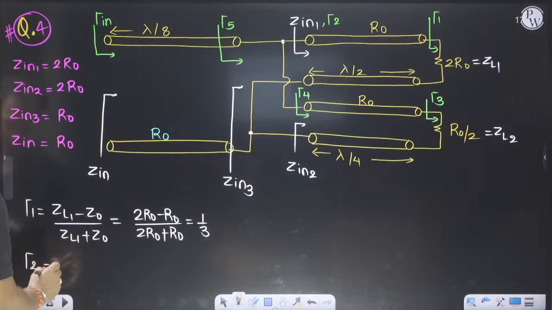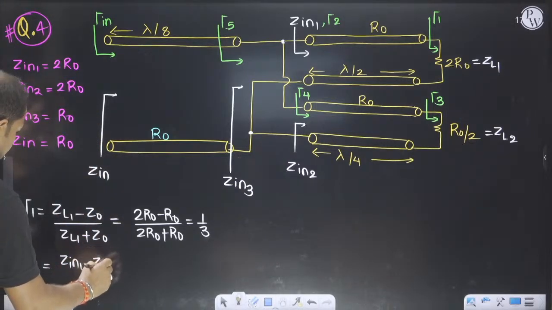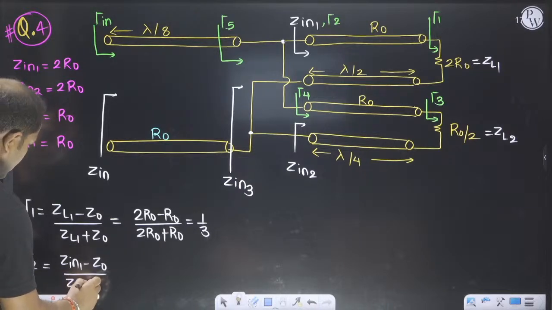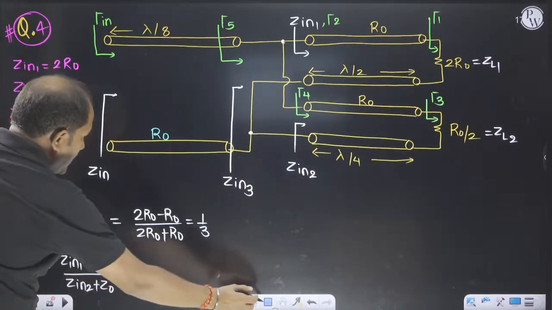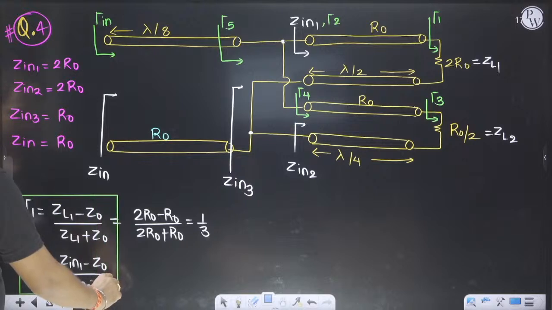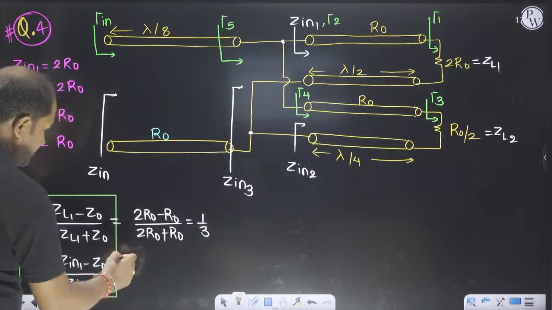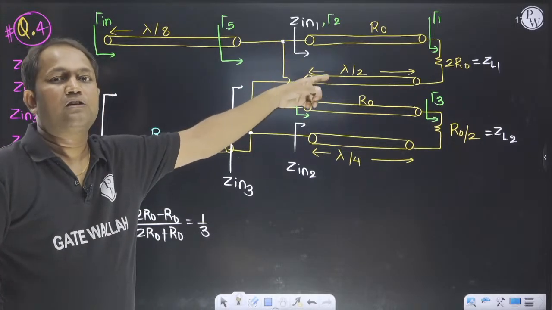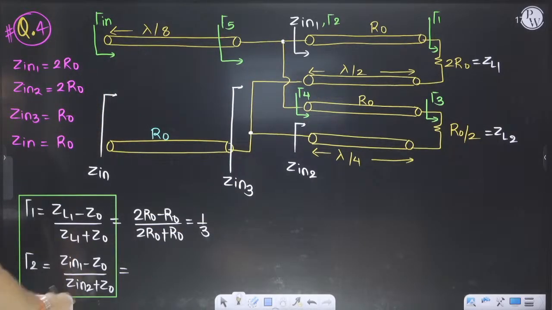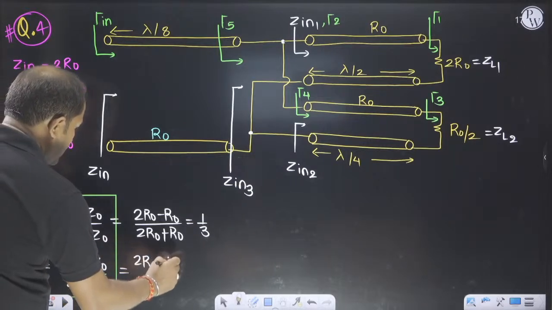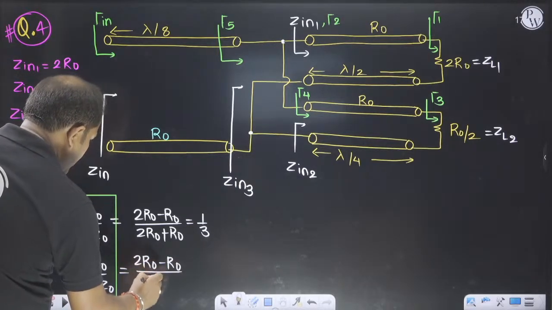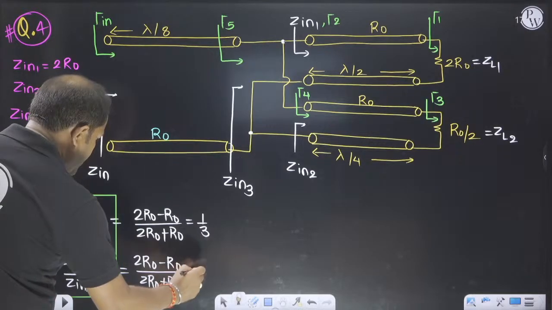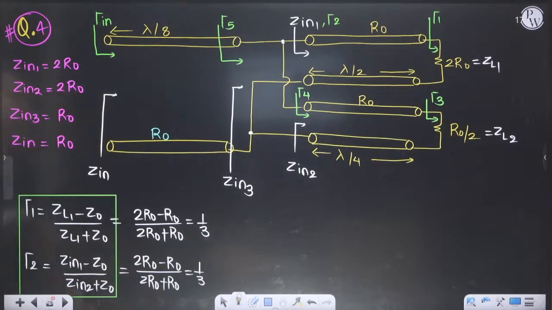Then there is gamma 2. In case of gamma 2, what will be the formula? Z in 1 minus Z0 divided by Z in 1 plus Z0. Always try to understand, the formula is more important here than the calculation. So 2R0 minus R0 divided by 2R0 plus R0, and the reflection coefficient will be 1 by 3.